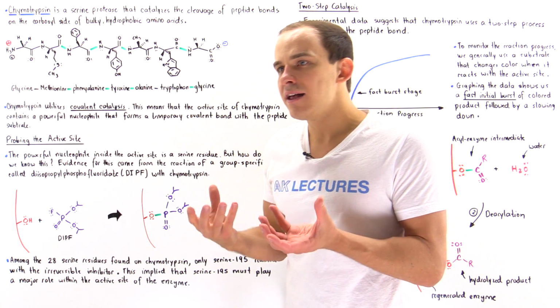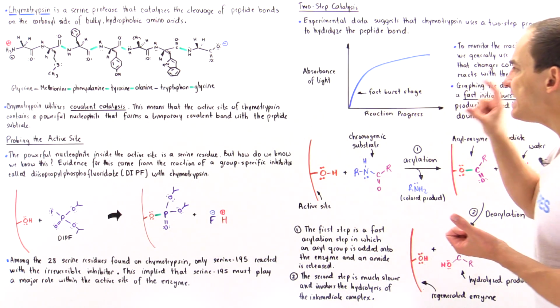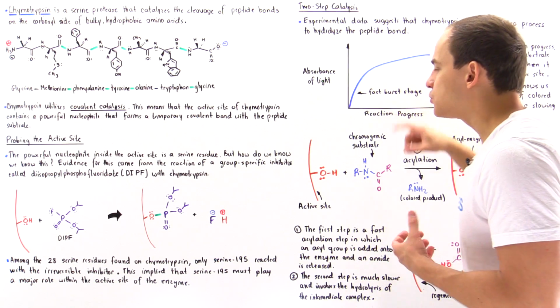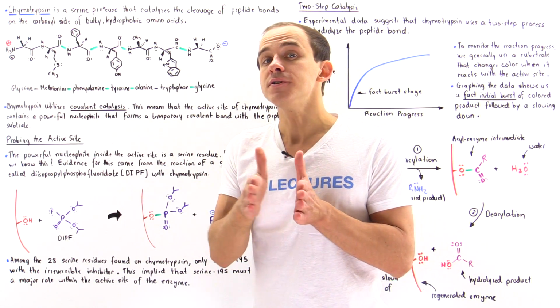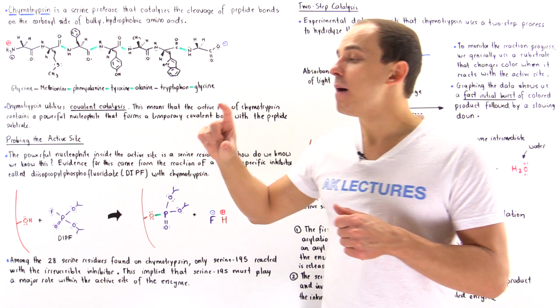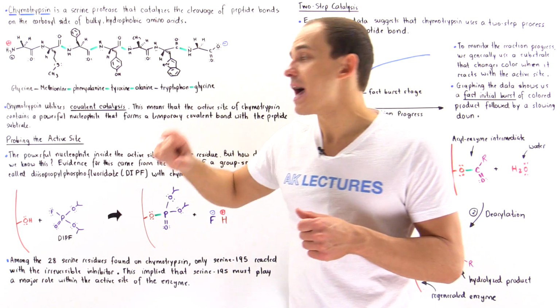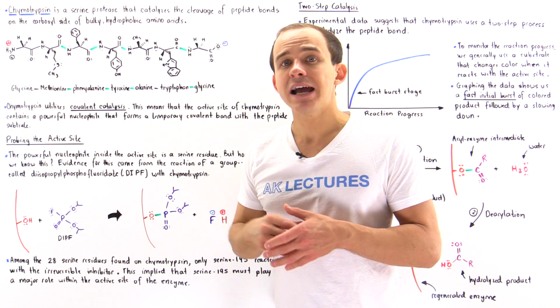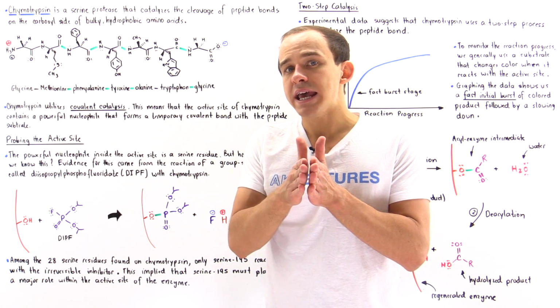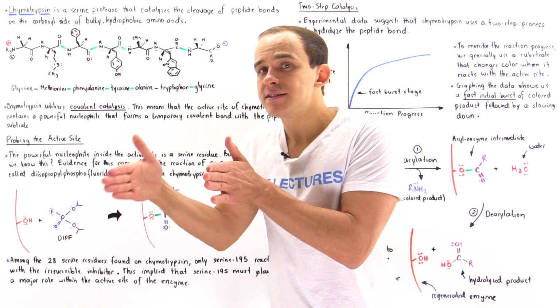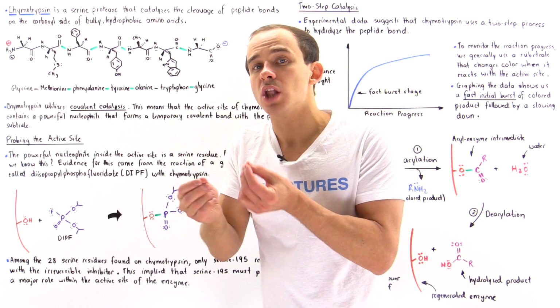Now, what exactly does that tell us about the reaction mechanism of chymotrypsin? What it tells us is that we have this initial fast burst stage, and that describes the first step of the reaction. The first step, the actual binding of the substrate onto the catalytic serine of the active site, is a very quick step. But as soon as that step takes place, we have a second step, and the second step is a slow step.